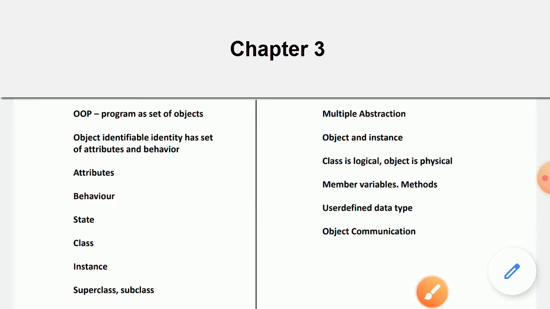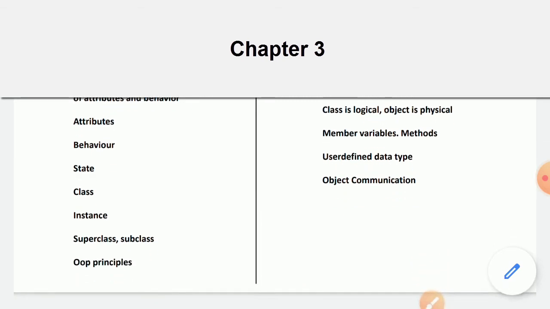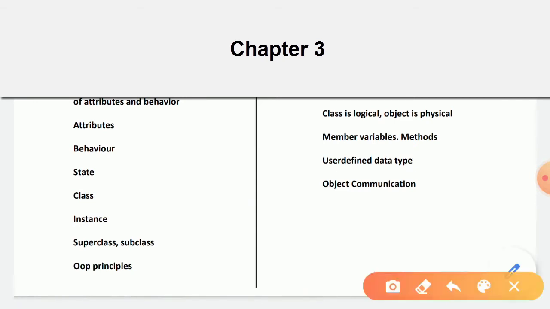Now let's talk about the different principles. Principles of object-oriented programming. Any discussion about OOP is not complete without discussing the four principles. What are they? Abstraction, encapsulation, inheritance, and polymorphism. So what is abstraction?